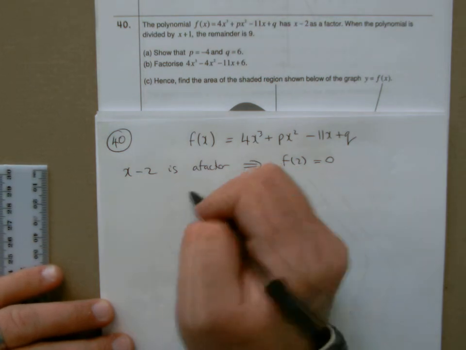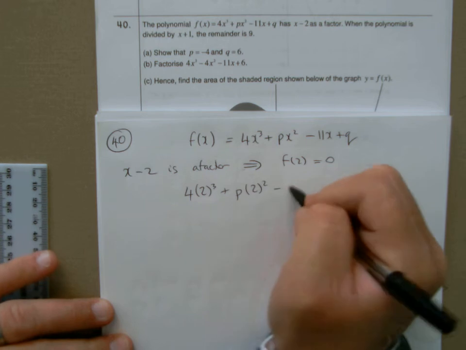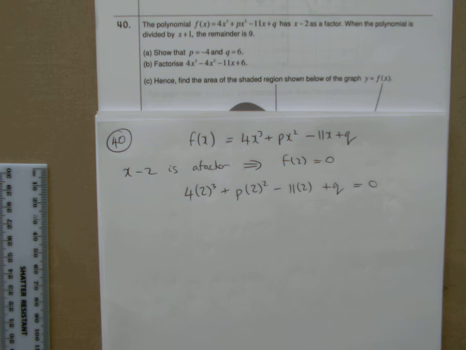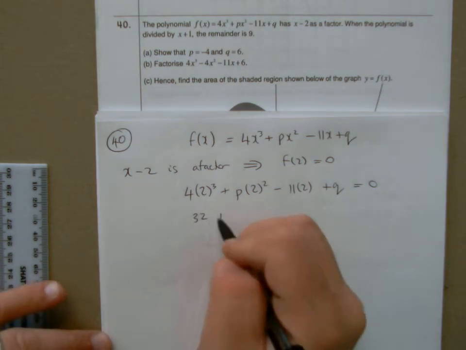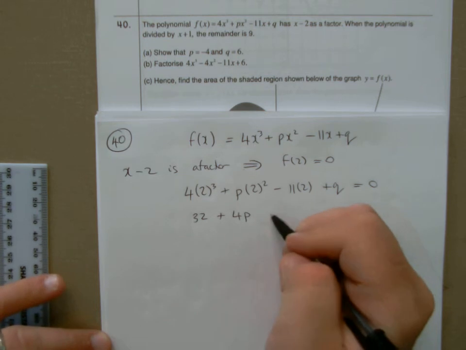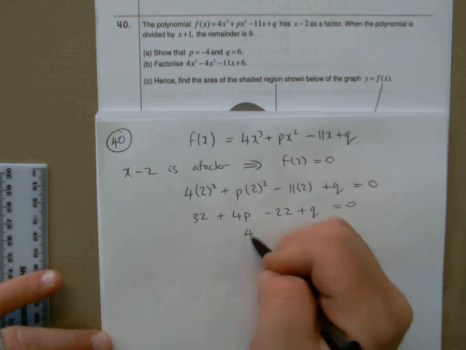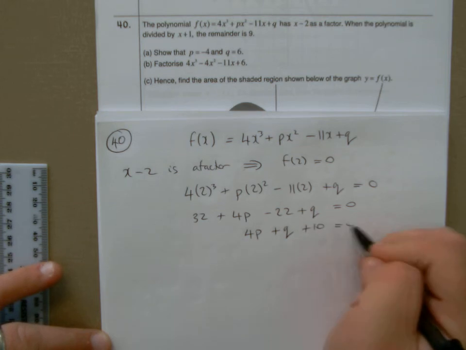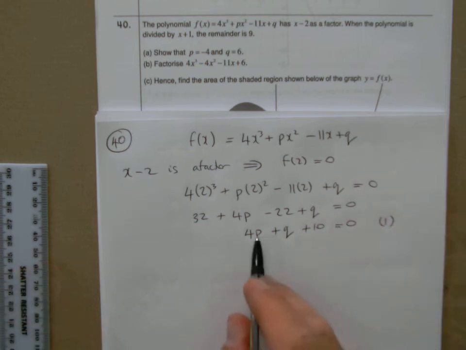So we can put 4 times 2 cubed plus p times 2 squared minus 11 times 2 plus q, and we know that then f of 2 is equal to 0. So let's simplify this here. That would be 32, that would be 4p, that would be 22, and that'll be plus q equals to 0. So we get 4p plus q, and then 32 take away 22 is 10 equals to 0. So we've got an equation here which we can use. It's in terms of p and q.